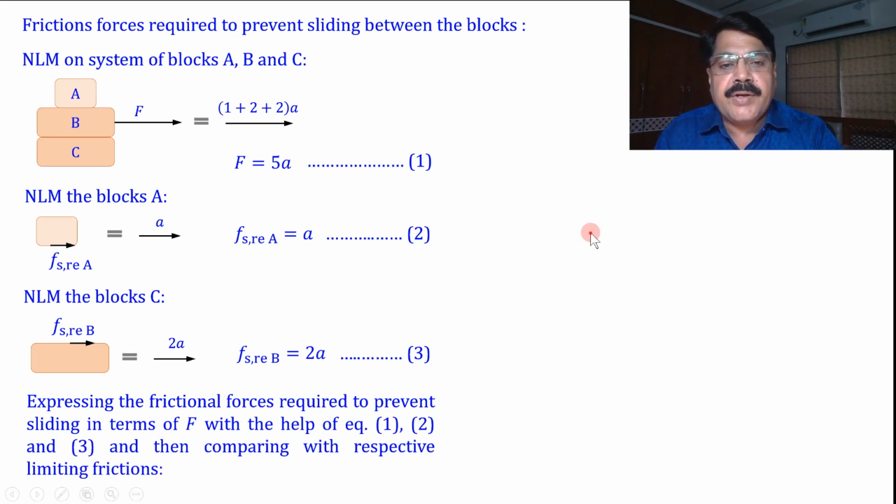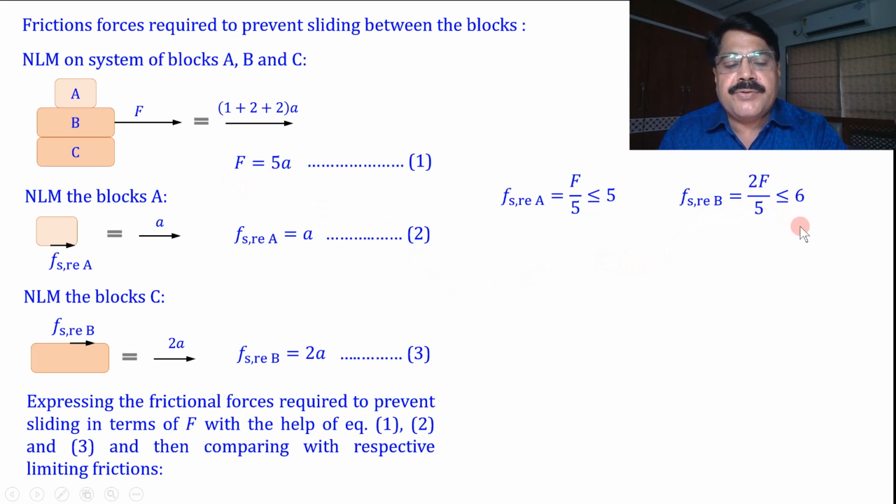So what we can write here, f_sreA will be F by 5. It should be less than or equal to 5, because here, instead of a, if you write this f_sre, it will be F by 5. Similarly, f_sre at B is equal to 2F by 5, less than or equal to 6. You can see how, because instead of a, we have f_sre by 2. So 2 goes here and a will be here, so this 5 will be in the denominator. So you'll get this one.